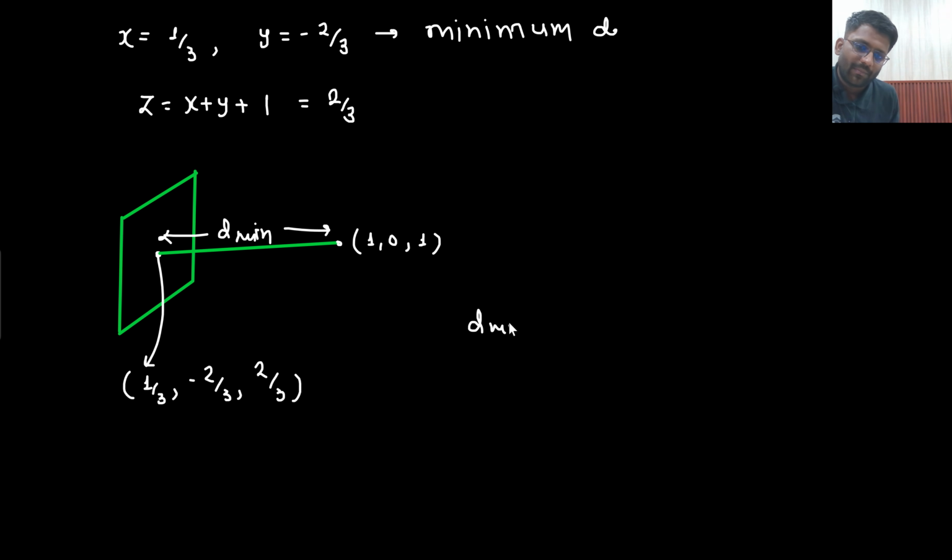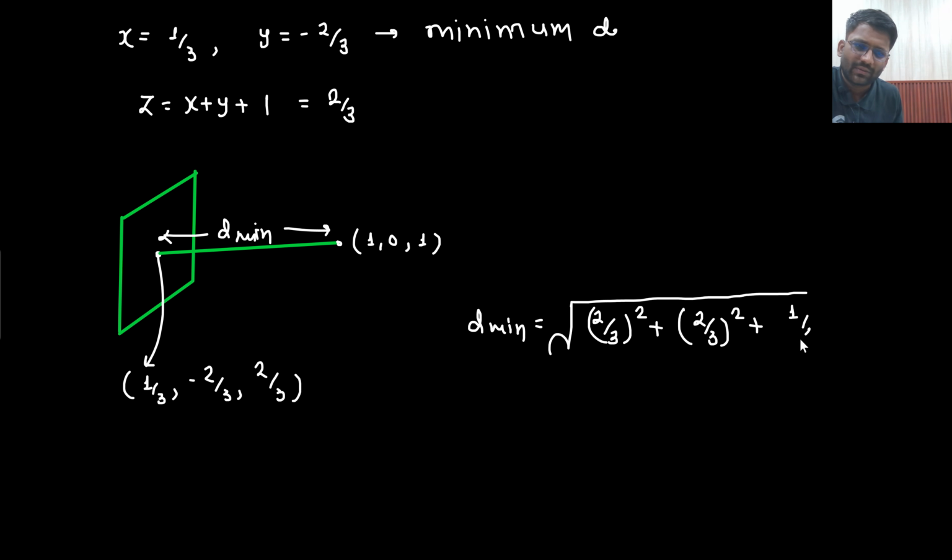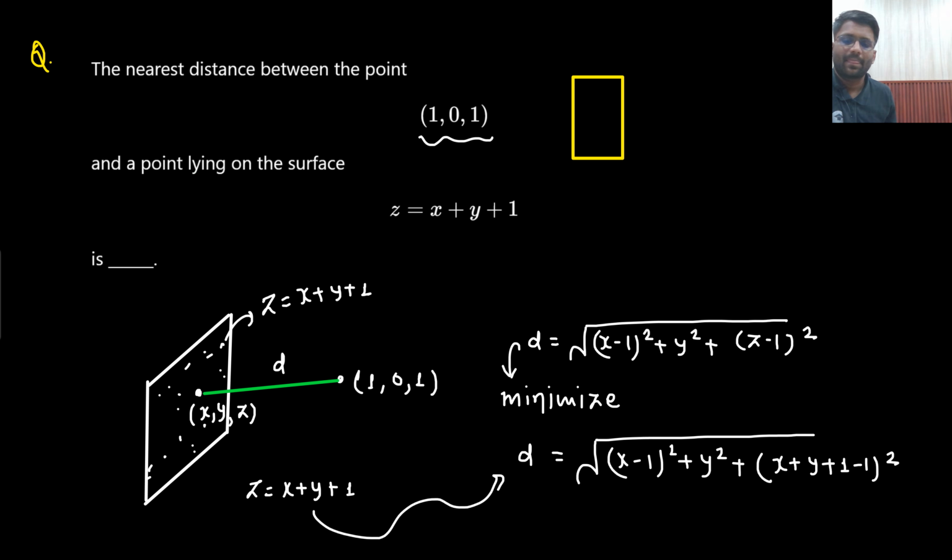So what will be your d minimum? So d minimum will come out to be under root of 1 minus 1 by 3, that will become 2 by 3 whole square, plus 0 minus 2 by 3, that will also become 2 by 3 whole square, plus 1 by 3 whole square. 4 plus 4, the answer is coming out to be 1. So distance is 1 only. Hopefully the answer is 1 by under root 3.